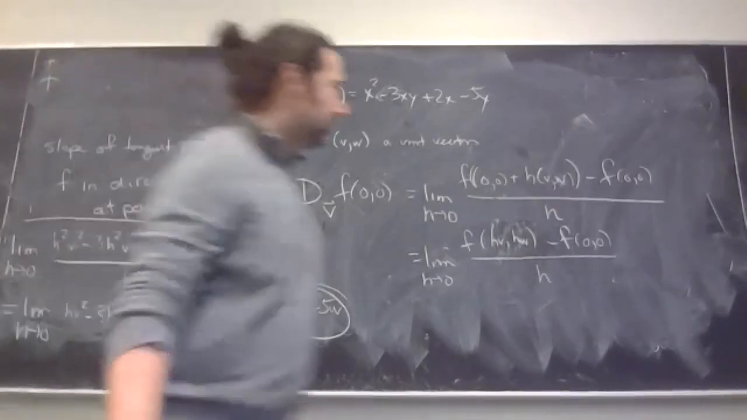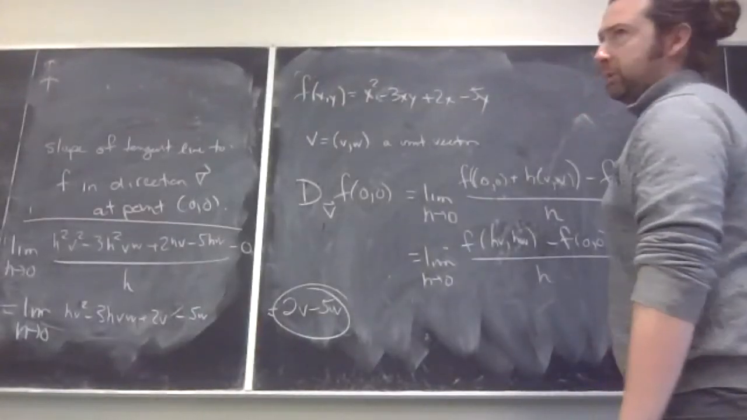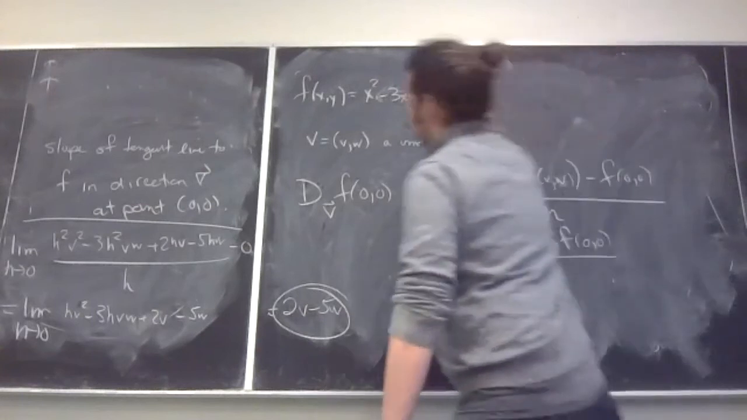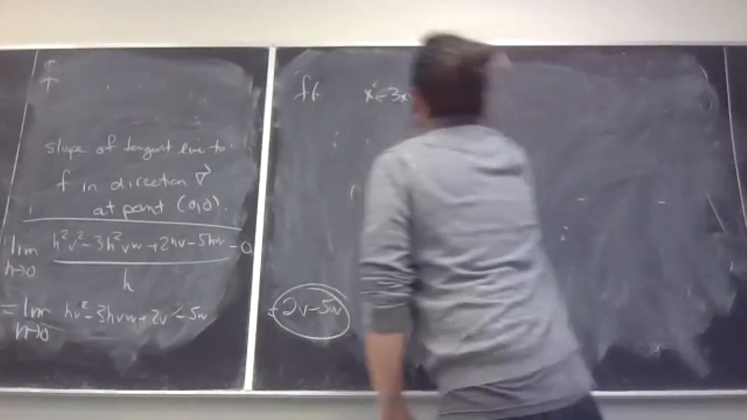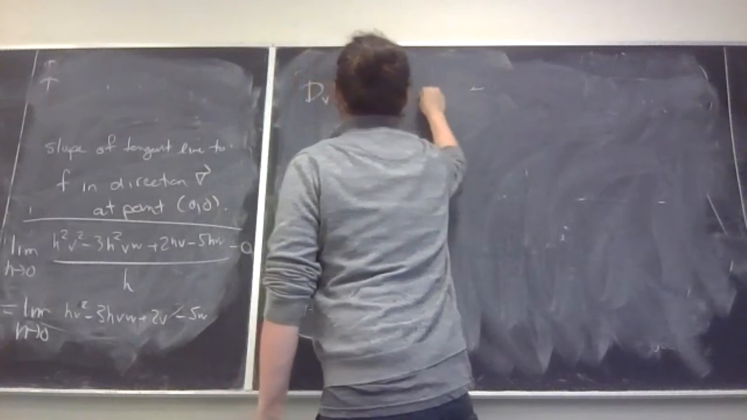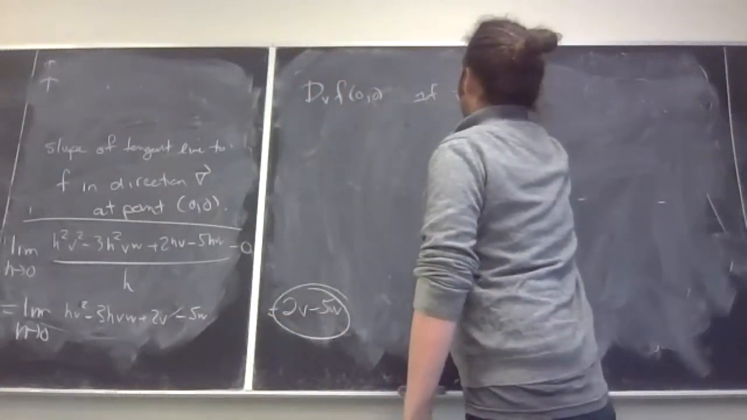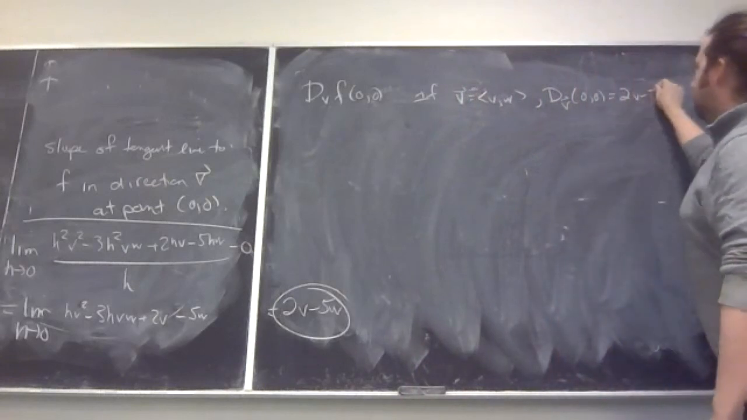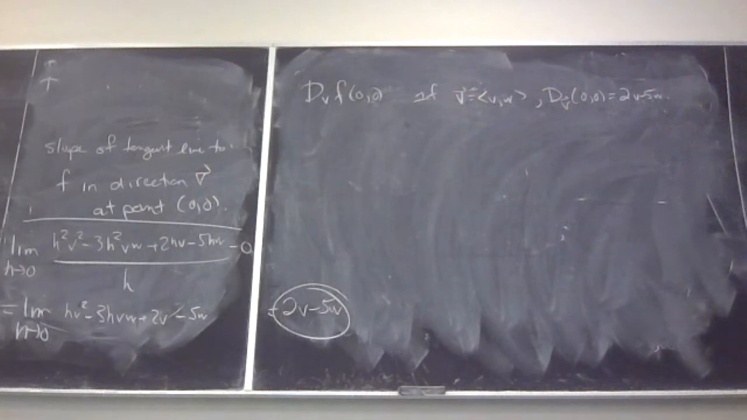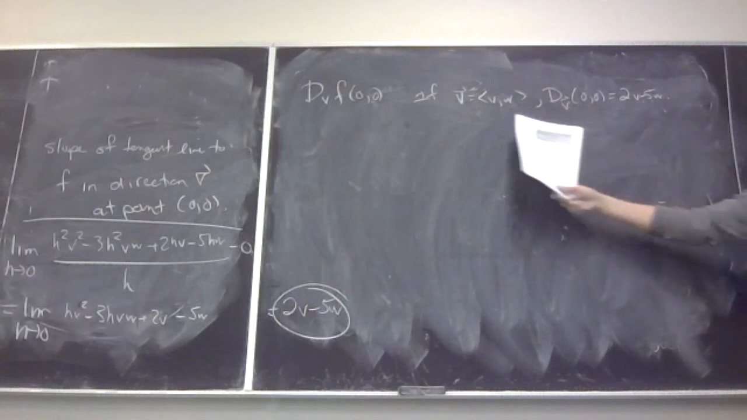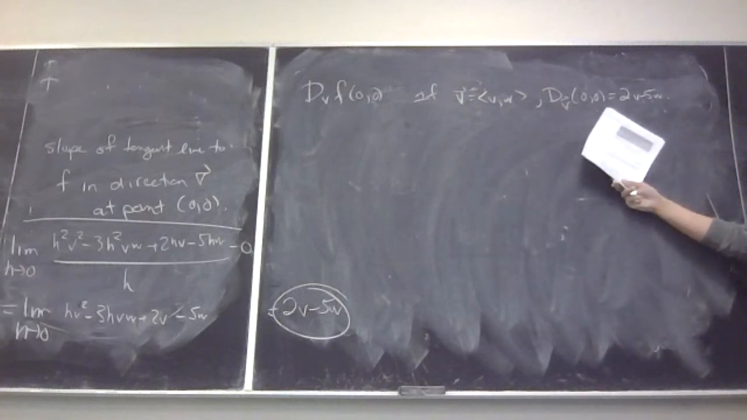Now there's something weird about this. Let's interpret what I've written up here. This says that if the vector you pick is v, w, then the directional derivative at 0, 0 is equal to 2v minus 5w. That seems pretty easy. But notice that this depends on the direction, right? As you rotate the vector, you change the slope. As the input vectors change direction, the slope of the surface changes.